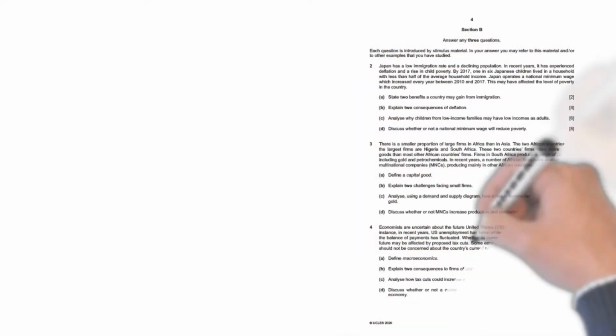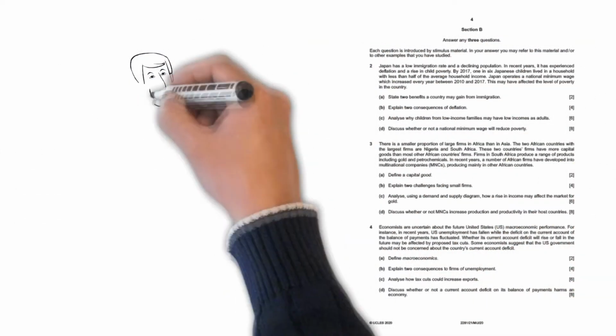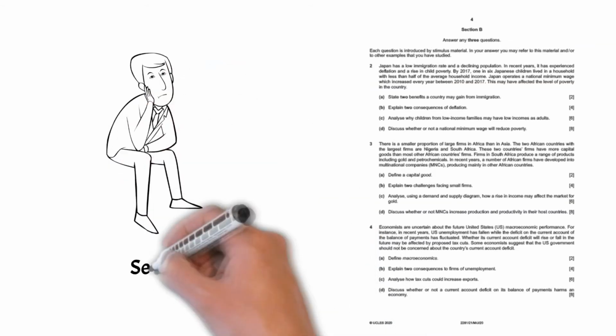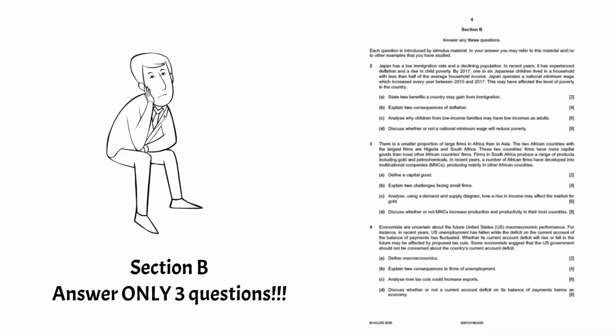Okay, that brings us to section B. You will be given 4 questions in this section. From these 4 questions, you get to choose 3 to do. Do not do more than 3. You will just be wasting time and the examiner will only mark 3 questions.